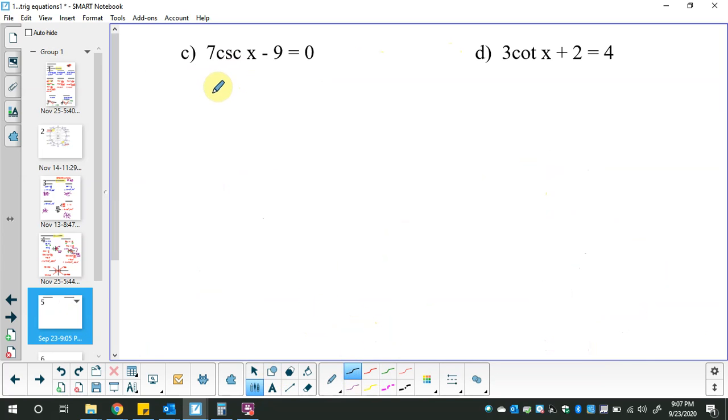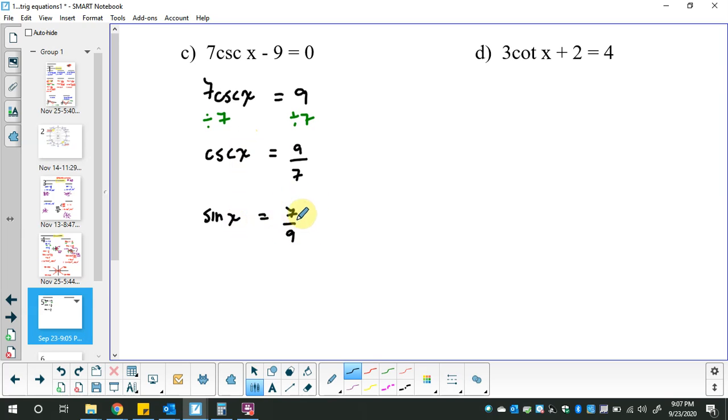Let's go for black. So 7 cosecant x equals positive 9 on the other side. Divide by 7. Divide by 7. We have cosecant x is equal to 9 over 7, which is great, except I don't have a cosecant button, so I have to reciprocate it, turn it upside down. And if I turn one side upside down, I turn the other side upside down.